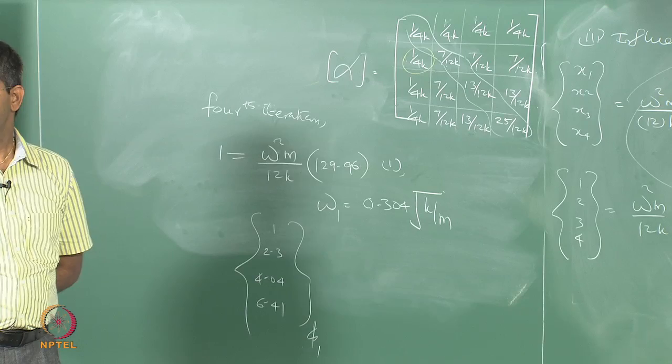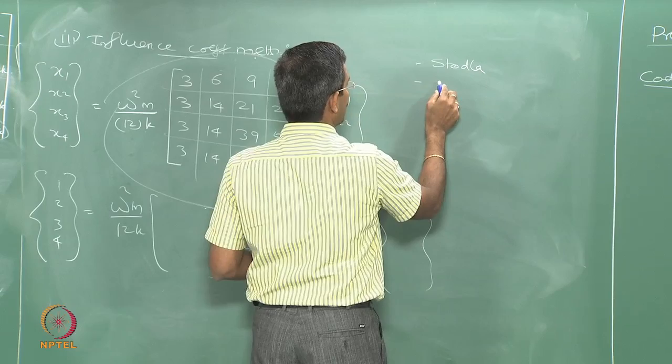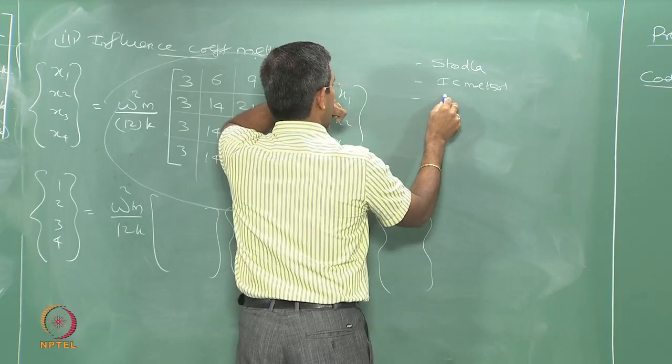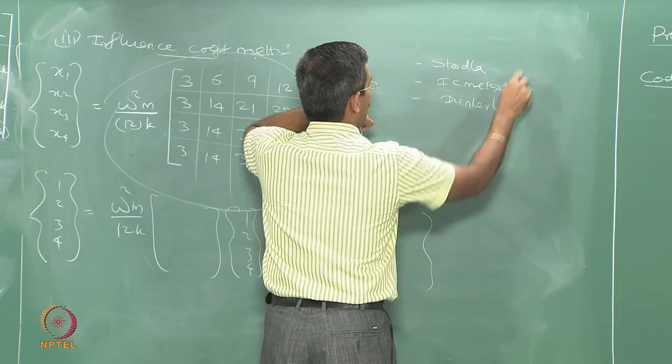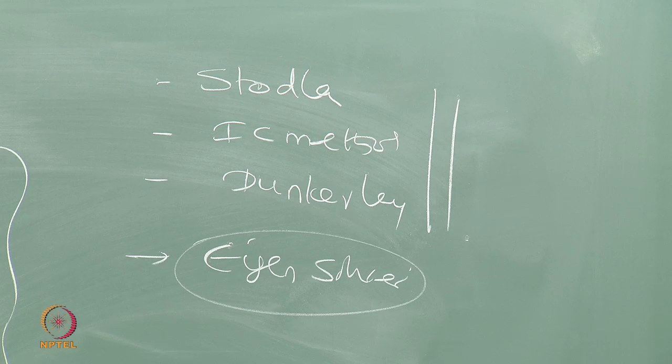So there is a very interesting assignment for you. You have got to write a code in MATLAB which will help you to solve the problem on Stodola, the problem on influence coefficient method, the problem using Dunkerley, and also a code for a classical eigensolver. Of course, a classical eigensolver code is available in MATLAB as an inbuilt routine, but these 3 are not available.